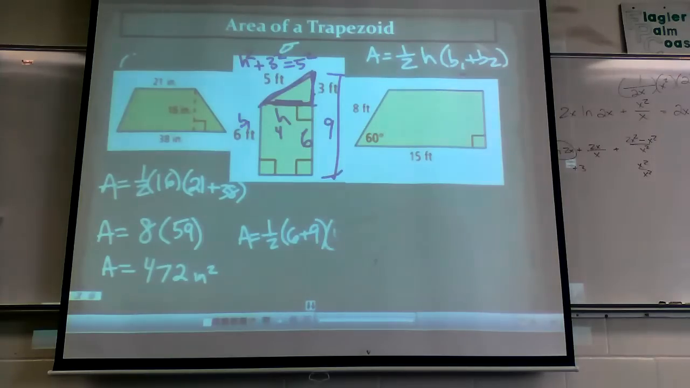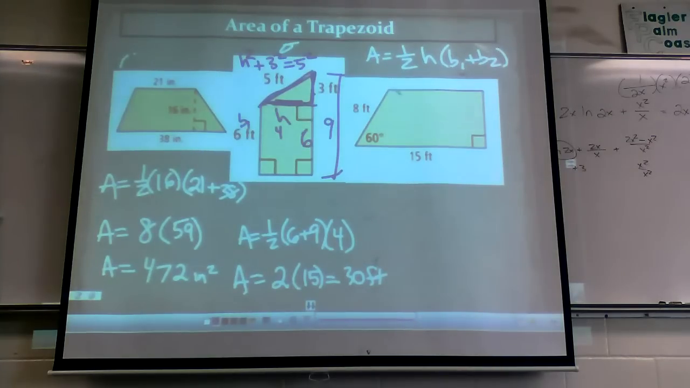Okay, so this one we go 1/2 of the height. I know I wrote it a little differently. I was just plugging in what I knew as I went. So 1/2 of 4 is 2 times 15. What's 2 times 15? 30. So this is 30.